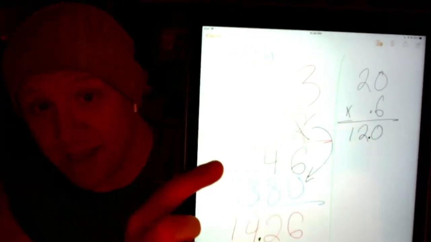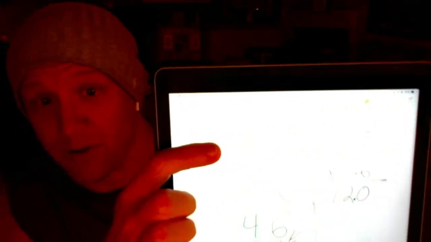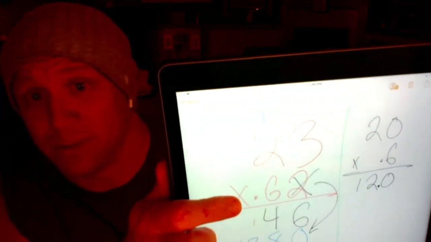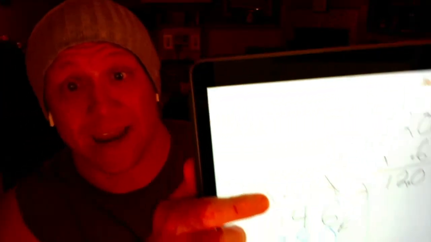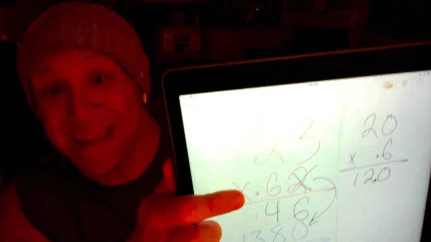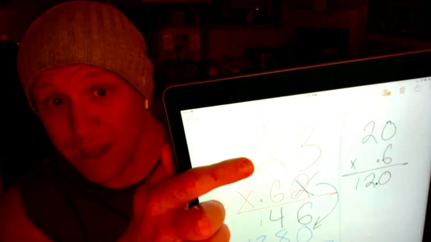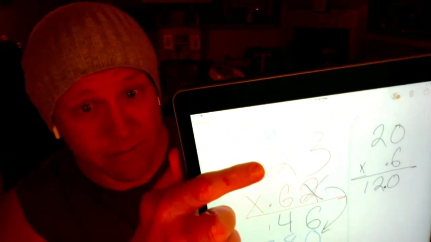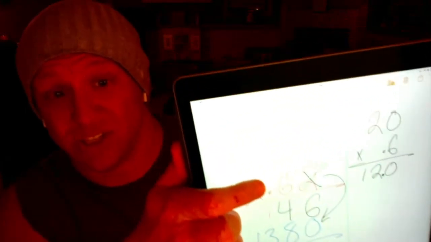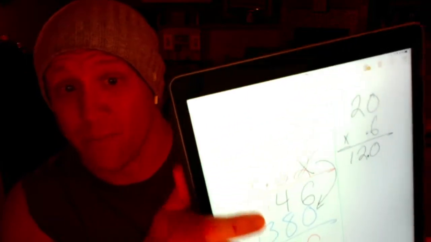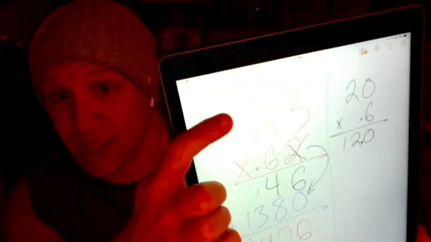Something else I forgot to add. As I was figuring this out, I noticed my first factor is 23, and I'm multiplying by a number that is less than 1. So that immediately lets me know that my answer has to be less than 23, because I don't want all 23 of that. I only want 62 hundredths of that. So because it's less than 1, my product has to be less than 23.